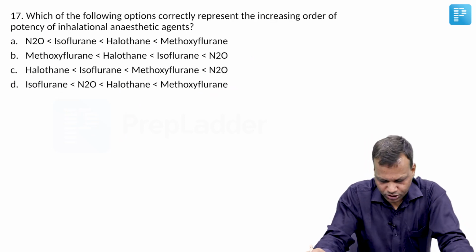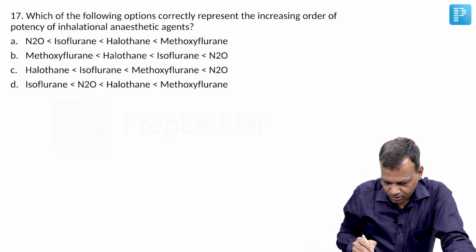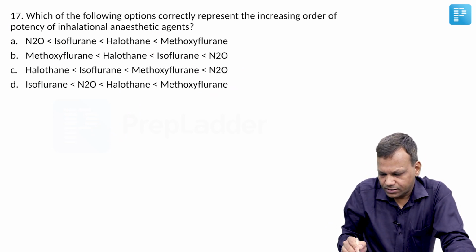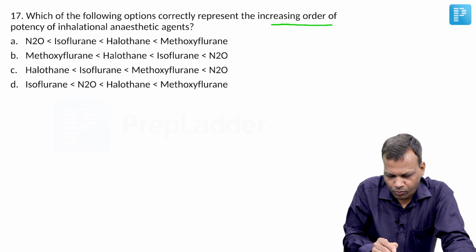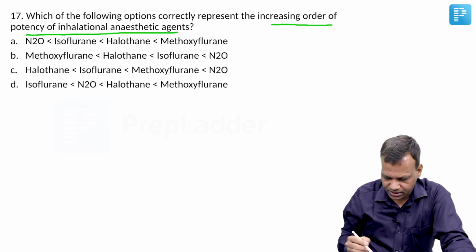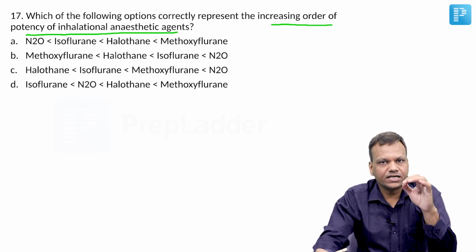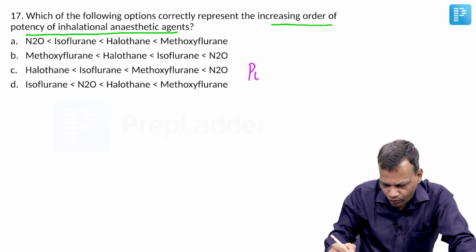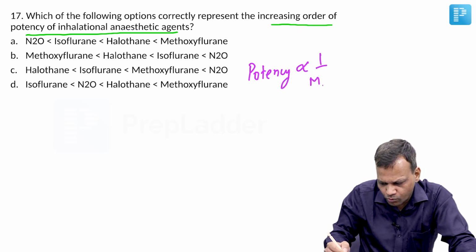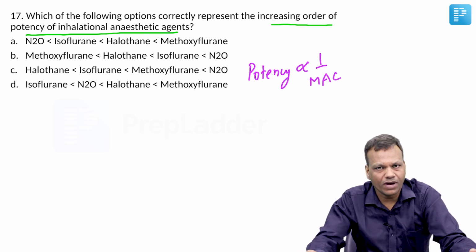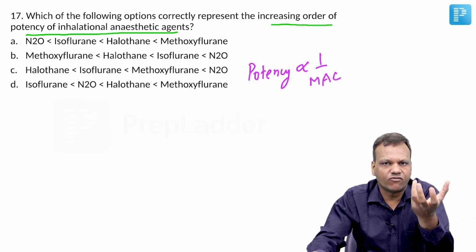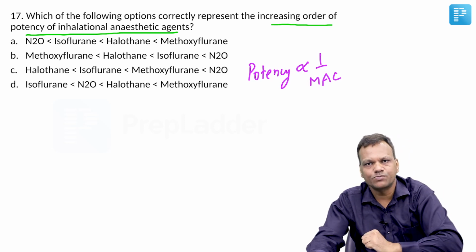Okay. Moving to next question, question 17. Here question is which option is correct regarding increasing order of potency of inhalational anesthetic agent. So we need to arrange the inhalational agent according to their potency. So for that, first we will quickly revise. We know potency is inversely proportional to minimum alveolar concentration, or it's logical. If a drug requires more concentration in the alveoli to produce anesthesia, means it is less potent.